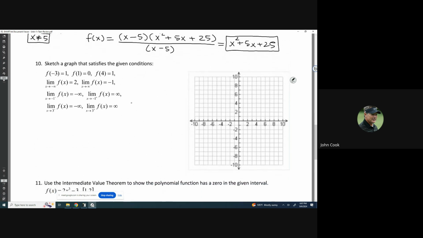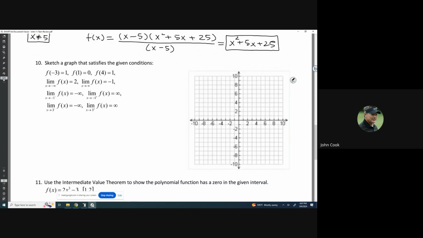Okay, next up, number 10, sketch the graph that satisfies the given conditions. So it looks like I've got some coordinates here, and then I've got some limits for the rest of it. So let's see how we would graph this out. So the coordinates first. When x is -3, y is 1. So go over to -3 and up 1. There's one of my points that I need to graph. The graph needs to pass through there.